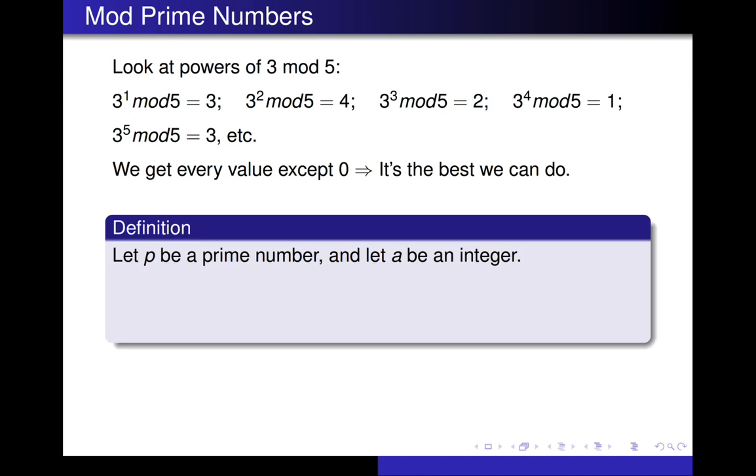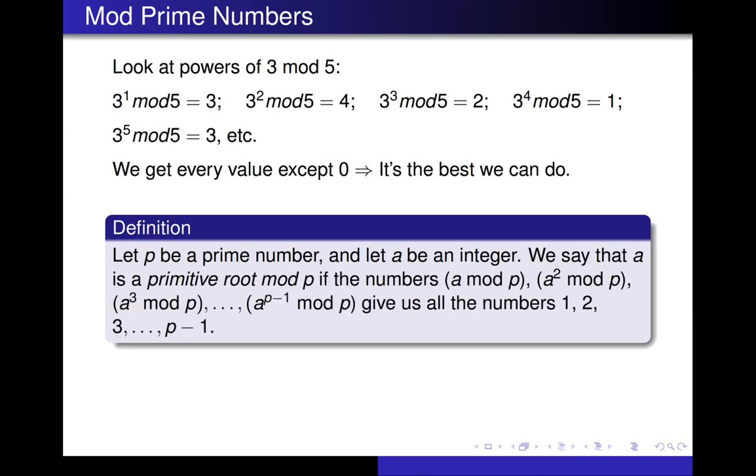So, if we let p be a prime number and we let a be some integer, we say that a is a primitive root mod p if, when we look at the numbers a mod p, a squared mod p, a cubed mod p, all the way up to a to the p minus 1 mod p, that gives us all the numbers 1, 2, 3 through p minus 1. In other words, all the numbers mod p except for 0.